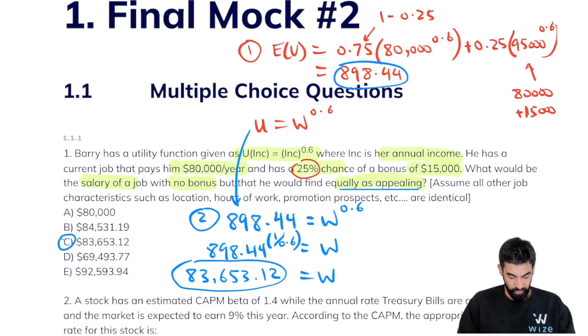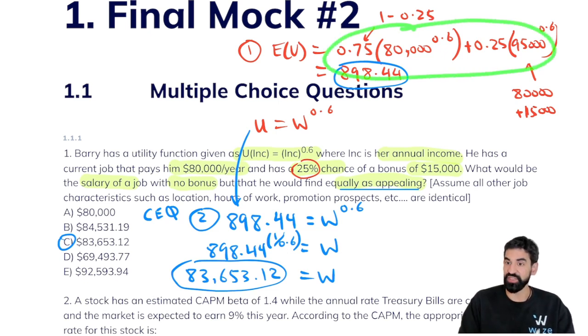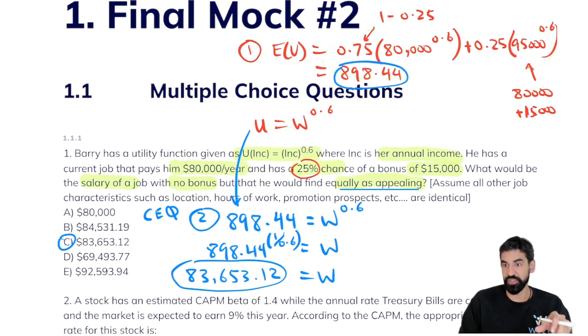That is called the CEQ, the certainty equivalent. The certainty equivalent means the level of certain income or certain wealth that will give him the same utility as the gamble. The gamble was with the bonus, because then there's probabilities. He has 75% chance of not getting it, 25% chance of getting it.